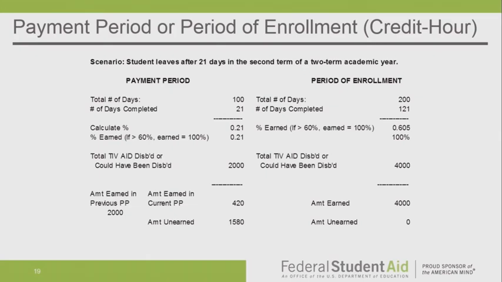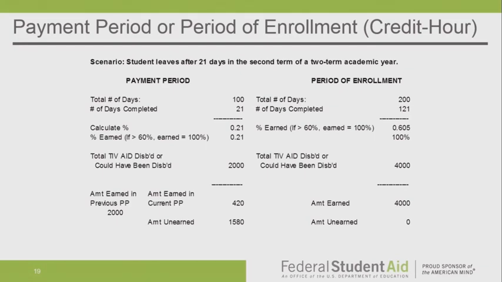And again, let's assume these are non-standard terms because there wouldn't be a choice if this was a standard term program. So if you look on the payment period side, the student completed 21 of 100 days, and the total Title IV aid disbursed was $2,000. So the amount that the student earned was $420 in that payment period, and they earned $2,000 in the previous payment period. So for the whole academic year, they earned $2,420. If the school was using the period of enrollment, then the total number of days is 200, so that's the entire academic year, and the number of days completed is 121.